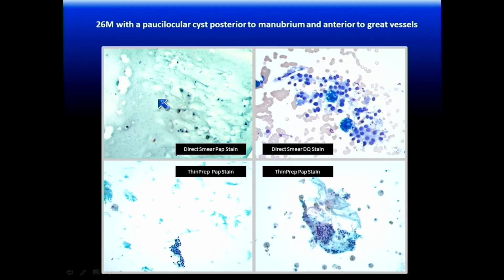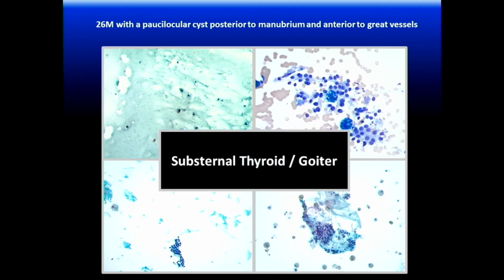This is the conventional Pap smear with colloid and macrophages. And in the thin prep, the colloid looks like this little folded or wrinkled tissue paper. So it's a benign thyroid cyst. It's just that the thyroid is a little lower in the anatomic perception than we would expect it to be in most settings. And that's great news for the patient.